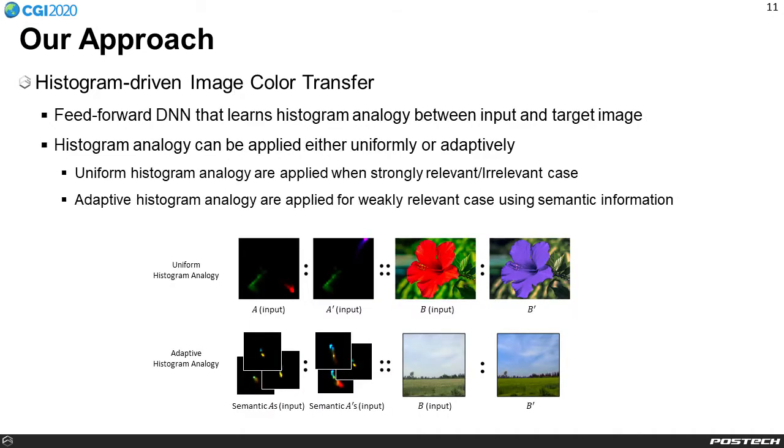From now on, I will explain our color transfer framework that learns the histogram analogy, in which we train a feed-forward deep neural network. For more robust color transfer on various relevance types of image pairs, we adopt uniform as well as adaptive histogram analogy, which allows the model to consider global and local correspondence between source and target. For the next few slides, I will delve into details of our framework, and then implementation and training details will be shared.